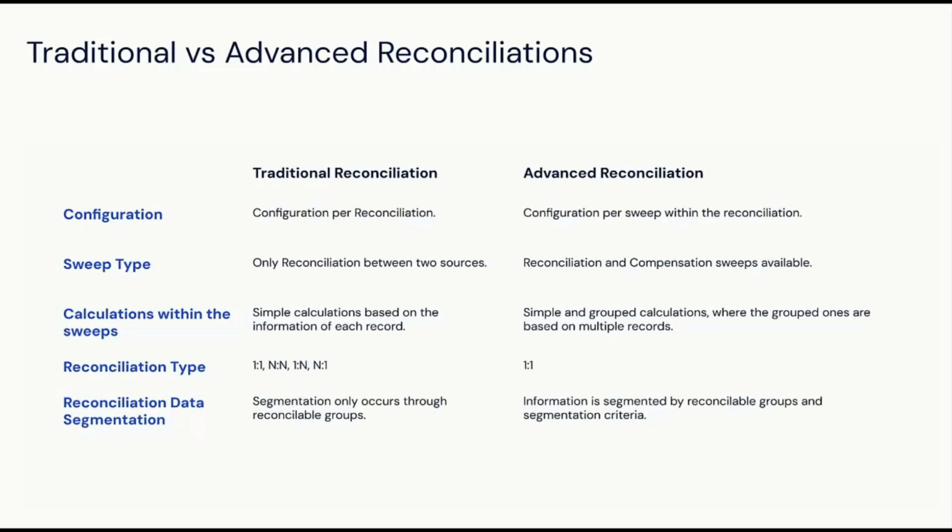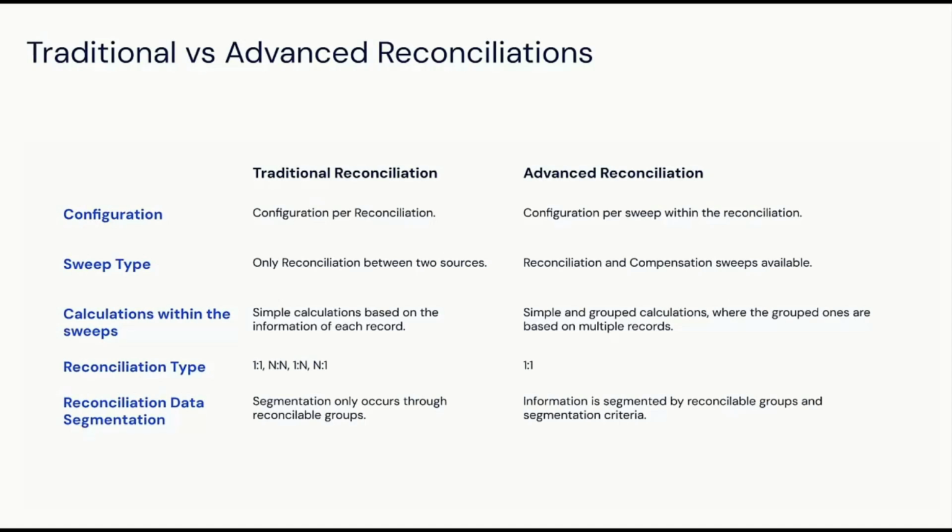I am simply comparing A to B, considering columns from A, columns from B, and the criteria for matching them. Meanwhile, in the new configuration, we will have two types of sweeps. We will have the reconciliation sweeps, where, on side A, I will search for the records on the other side based on matching criteria. But we also have the compensation sweeps, which means that within the same resource, I will look for matches within that same source. This is also known as zero effect.